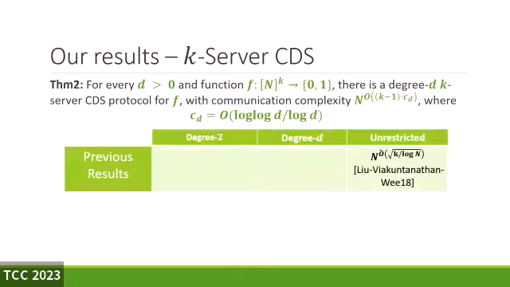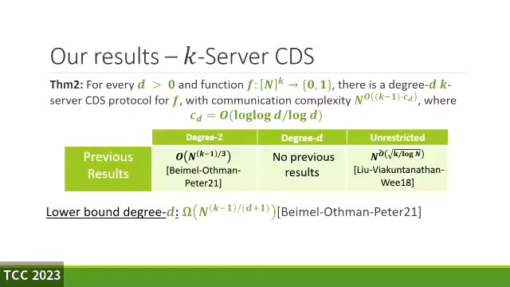Comparing to previous results, the best known K-CDS with unrestricted reconstruction have communication complexity of n to the O tilde of square root of k over log n. The best known polynomial CDS prior to our work was of degree 2 with communication complexity n to the k-1 over 3. And there wasn't a construction for a general degree D for K-service CDS.